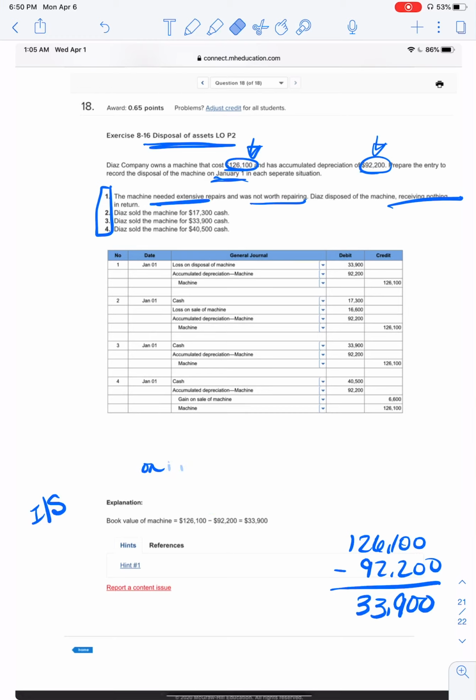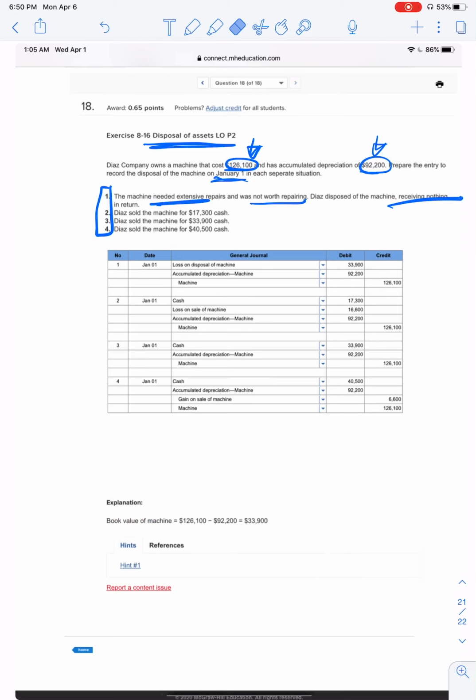So now we're going to move on to situation number 2. In situation number 2, what we're going to look at is, well, now we sold the machine, but we sold it for $17,300. So you say, well, that sounds better, right? We got something for it. The question is, did we get enough? So let's start with the easy part.